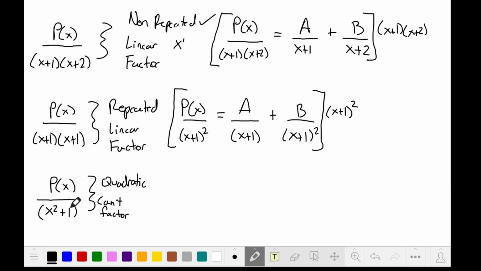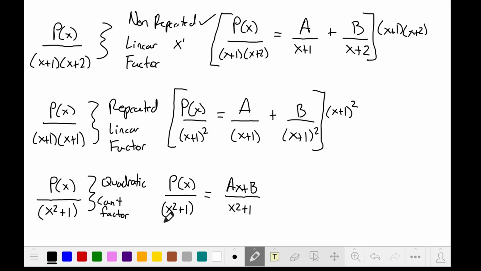For this particular case, x squared plus 1 is as simple as it gets. We cannot factor it anymore. So that means that the bottom factor is quadratic, and we're stuck. So in this case, what we're going to do is we're going to have p of x divided by x squared plus 1, and that's going to look like ax plus b divided by x squared plus 1. So because the bottom polynomial is of power 2, the top one is going to be 1 smaller.